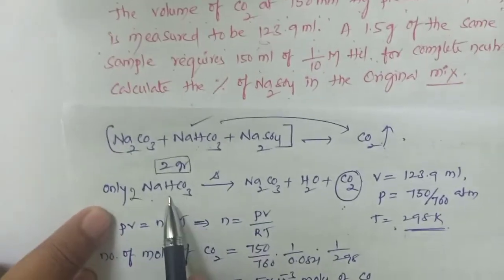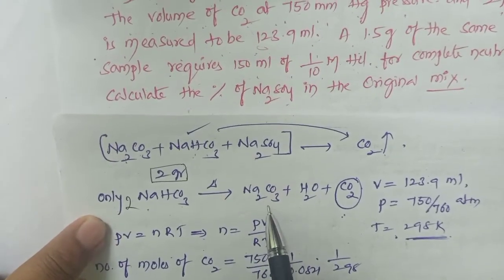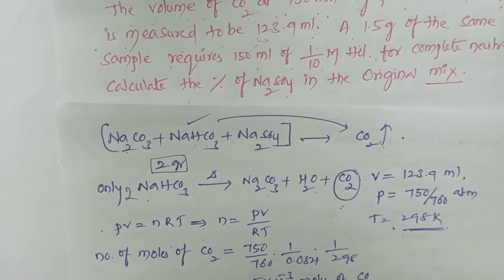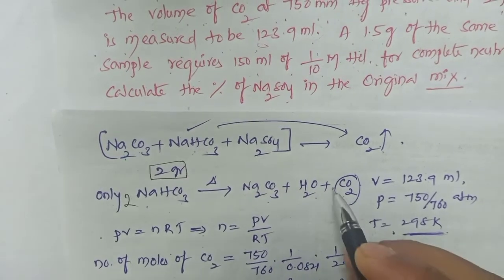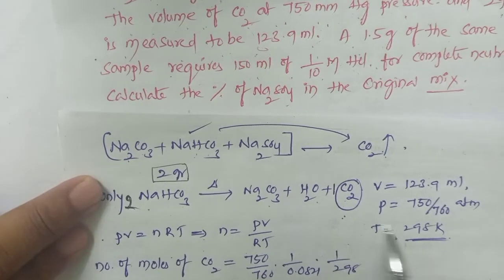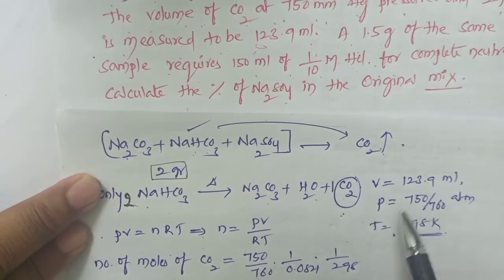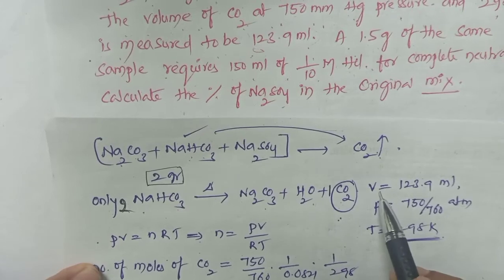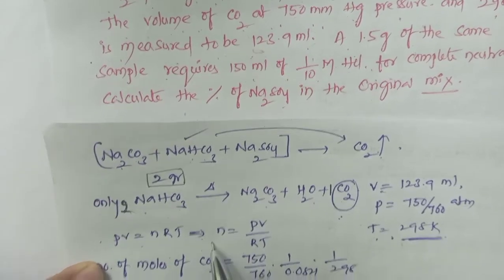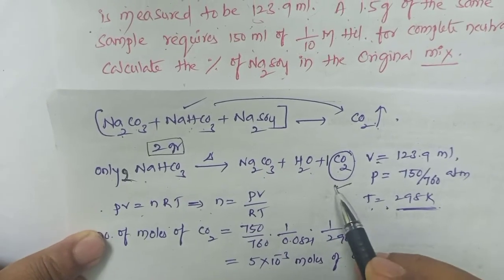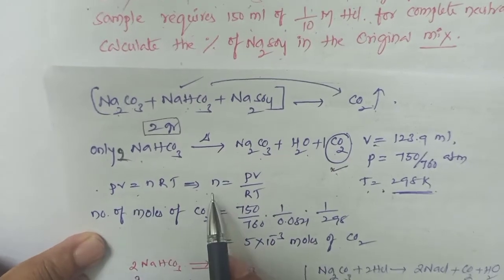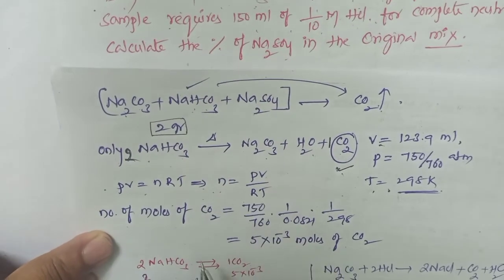So only NaHCO3 on decomposition gives Na2CO3 plus H2O plus CO2. According to the balanced equation, what is that? This is a 2:1 ratio. Now by the given data, pressure, volume and temperature, by the ideal gas equation we can calculate the number of moles of CO2. So first find the number of moles of CO2. Number of moles is equal to PV by RT.